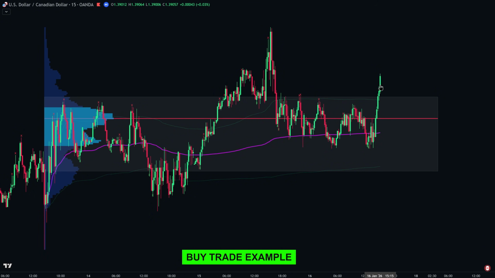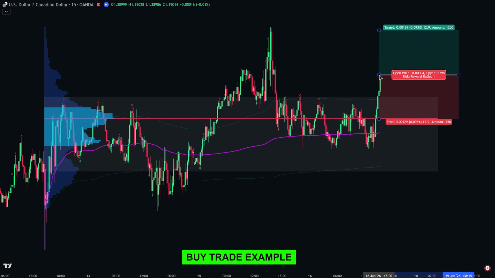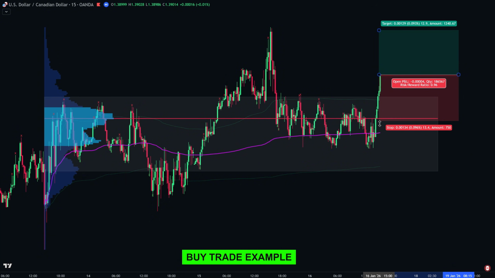You can see here that price already breaks out above the dark gray box and also above the dark green volatility band. After we see a strong bullish candle closing above both areas, that is our confirmation. We enter our buy trade at the close of that strong breakout candle. For our stop loss, we place it below the point of control, which is the red horizontal line. That gives our trade proper protection.